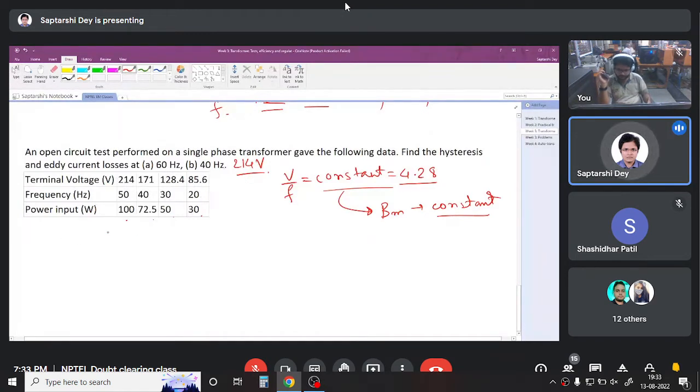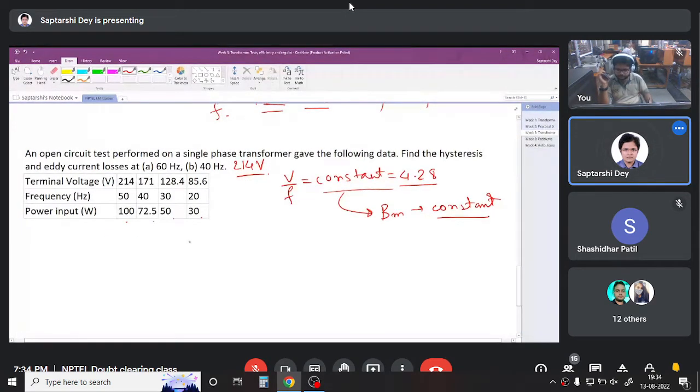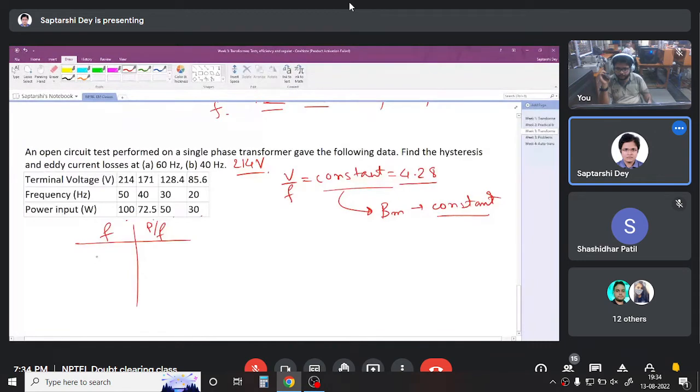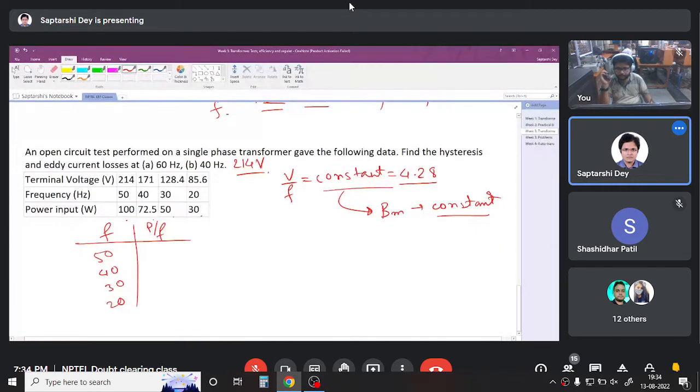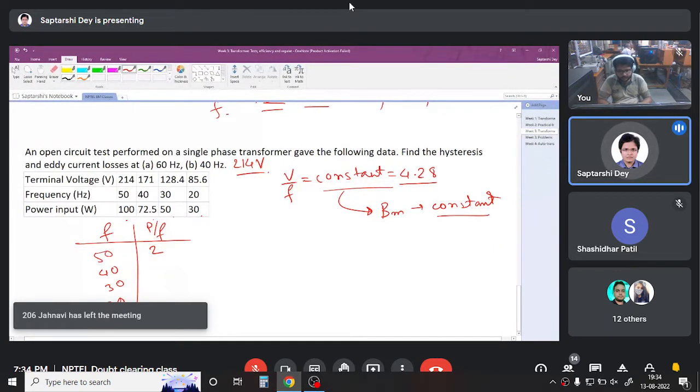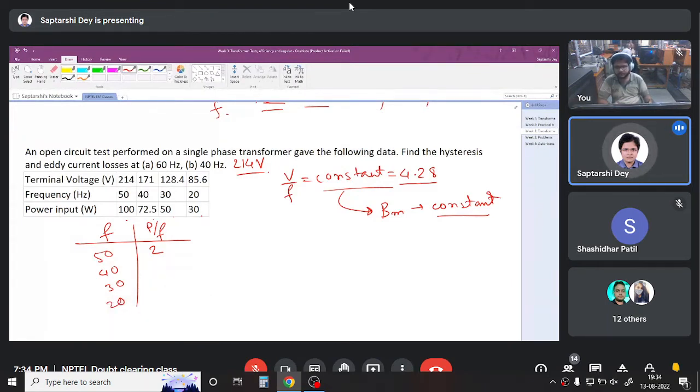Now what do you have to do? Tell me now. I will not tell anything. I have just described. We have to find F versus PC by F values. So PC by F is how much? Are you people also doing this or just noting down the answers? These are not the exact assignment questions. Let me remind you.